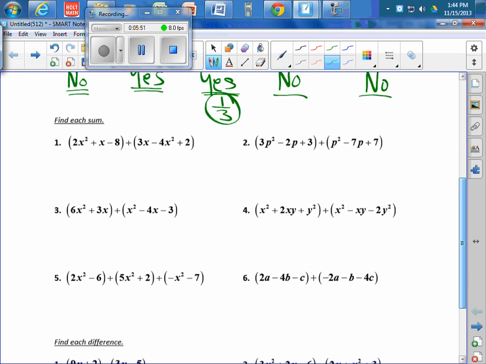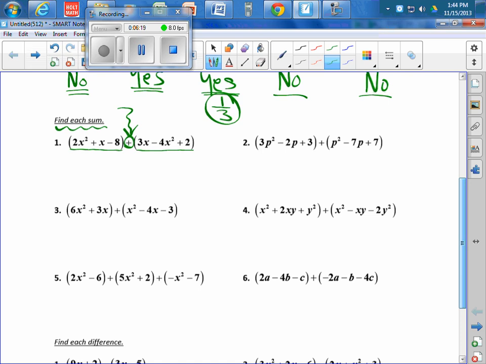In number 1, we're going to find each sum. And think about what's going on here. Look at this. That sign says we're going to take this thing and we're going to add to it this thing. So add like things together. What you're going to do here is always start with the highest exponent of x first and work your way down. This will put it in descending powers of the variable. We'll talk about that later.